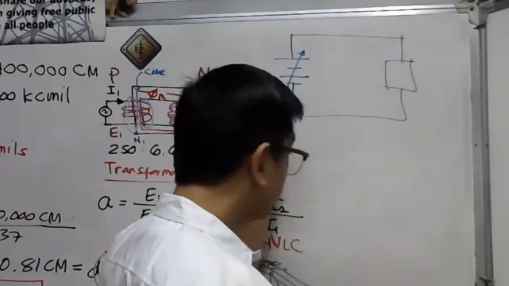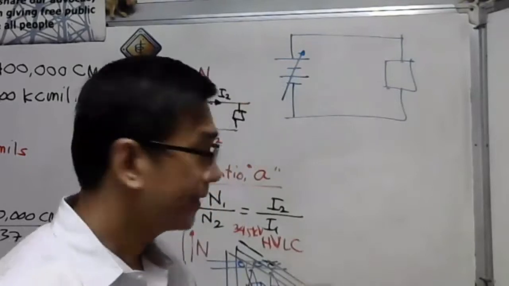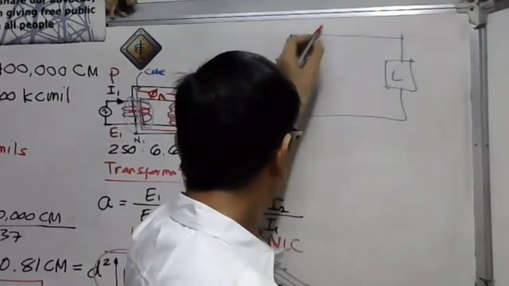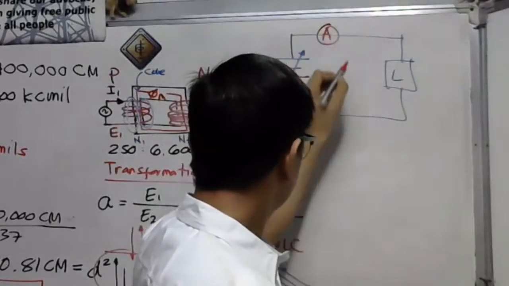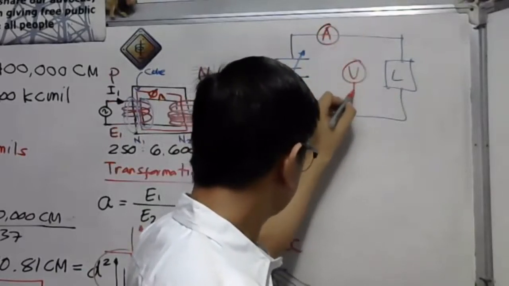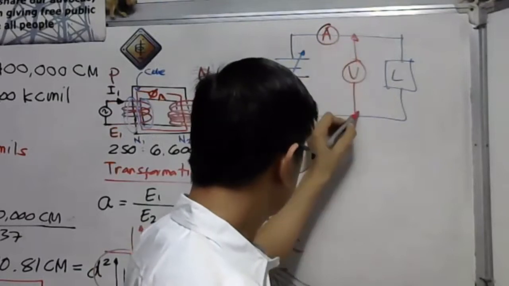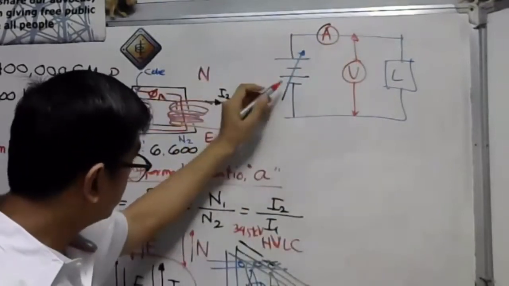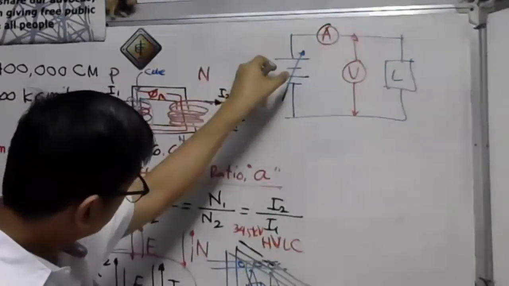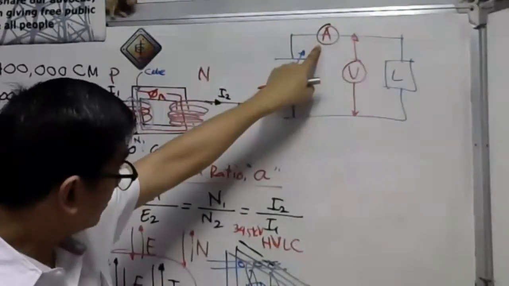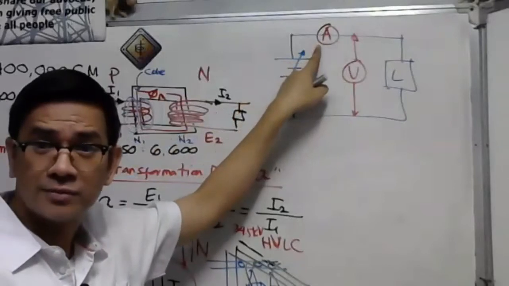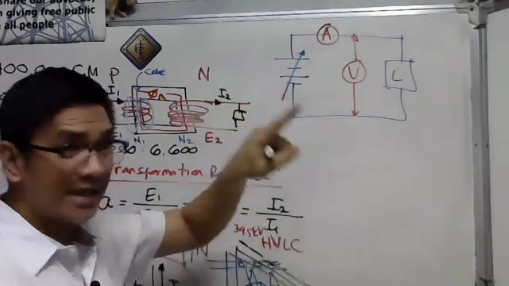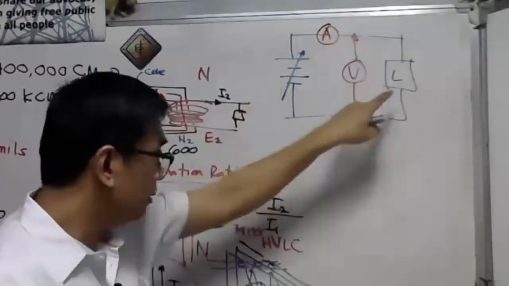This is how we experiment this in the university. So you have the load here, you have your ammeter here, and you have your voltmeter here. As we increase the voltage from the source, of course, the current will increase also. There is a direct connection of the source to the load.